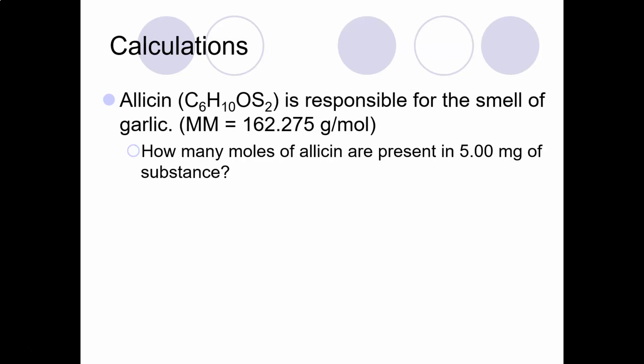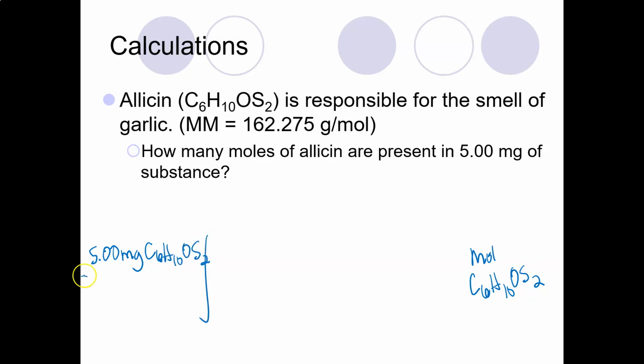So we're going to have to use the metric prefix unit factors beyond chapter 1. Welcome to chemistry. So we want to know how many moles of allicin there are in 5.00 milligrams of this stuff. So we're solving for moles of C6H10OS2, and we're starting with 5.00 milligrams of C6H10OS2. Now, my first step needs to be to cancel out milligrams.